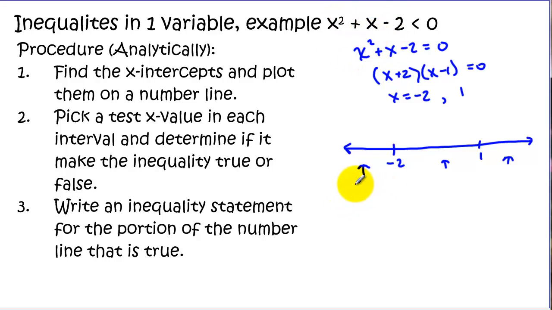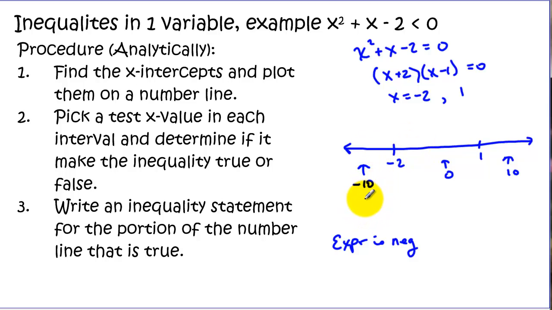So I'm going to pick a test point in each interval. I'm going to pick, say, negative 10 here, 0 here, because that's an easy number between, and I'm going to pick 10. I'm picking numbers that are kind of easy to calculate. Now, since we're looking for this expression less than 0, I'm looking for where the expression is negative. I don't care if it's negative 1, negative 100, negative whatever. I just want to know if it's negative.